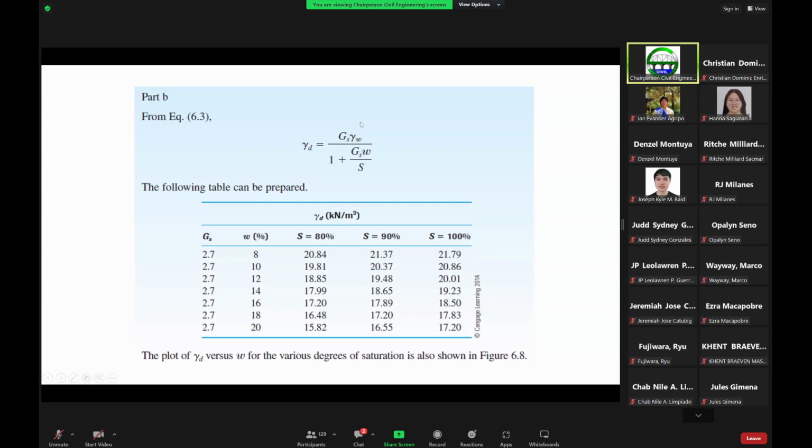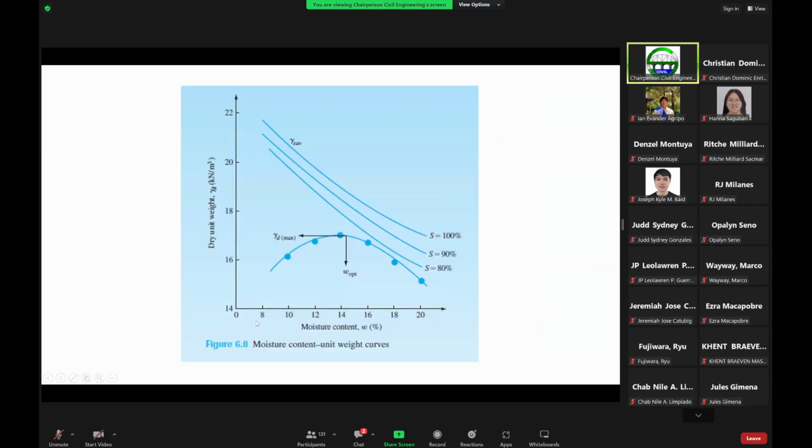Okay, so by using this formula here, we can try to replace this parameter S, the degree of saturation, by 80%, 90%, and 100%. So if we substitute the specific gravity here, which is given, that's 2.7, and then you have the unit weight of water that's given, that's 9.81 kilonewtons per cubic meter. And then you have the corresponding water contents.